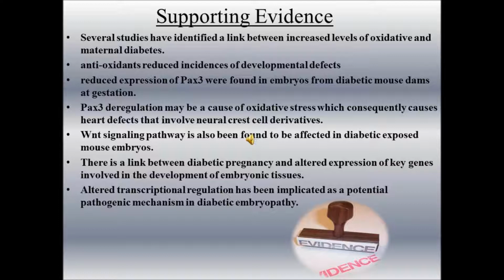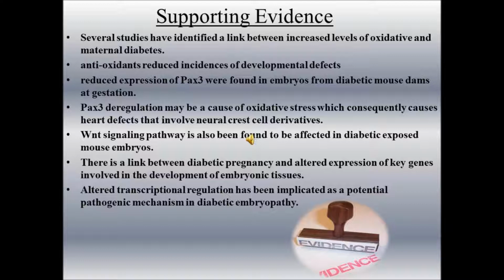Studies have shown that reduced expression of PAX3, a gene involved in neural tube defects, was found in embryos from diabetic mouse dams, with neural tube defects evident by day 10 of gestation. It has also been found that PAX3 deregulation may be the cause of oxidative stress, which consequently causes heart defects and involves neural crest cell derivatives.